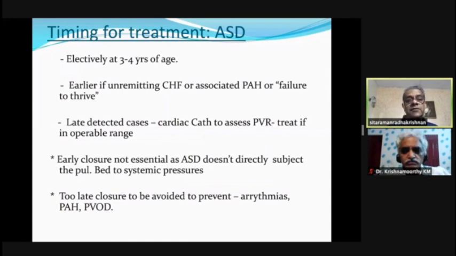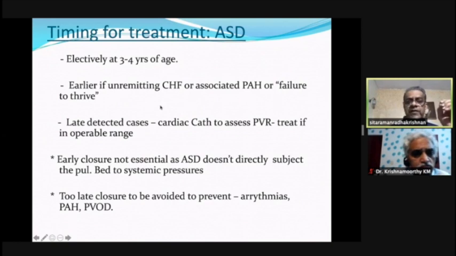When do you do it? Typically, electively at 3 to 4 years of age. If you look at the recommendation of the Indian Academy of Pediatrics, it is said that if you think that an ASD is not going to close, then you can do it anytime after 2 years of age. But the usual classic recommendation for closing an atrial septal defect is 3 to 4 years of age, or what they call before school-going age.